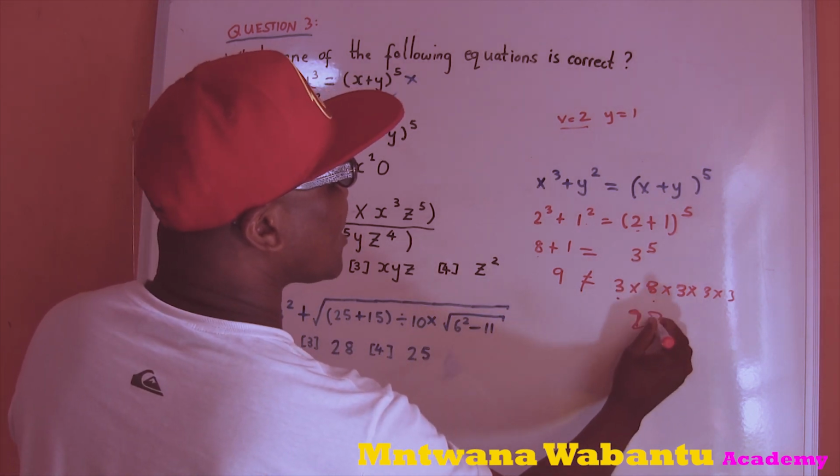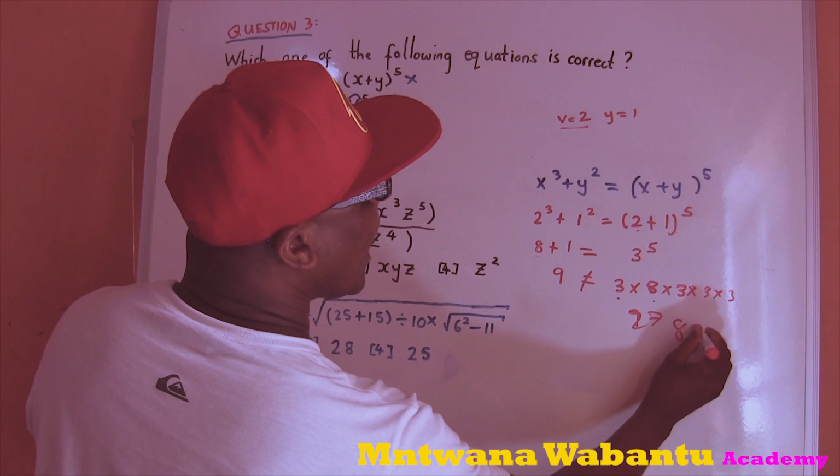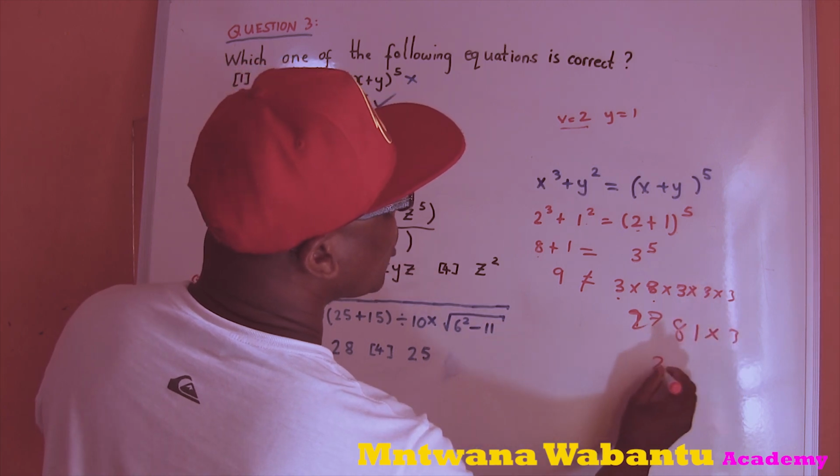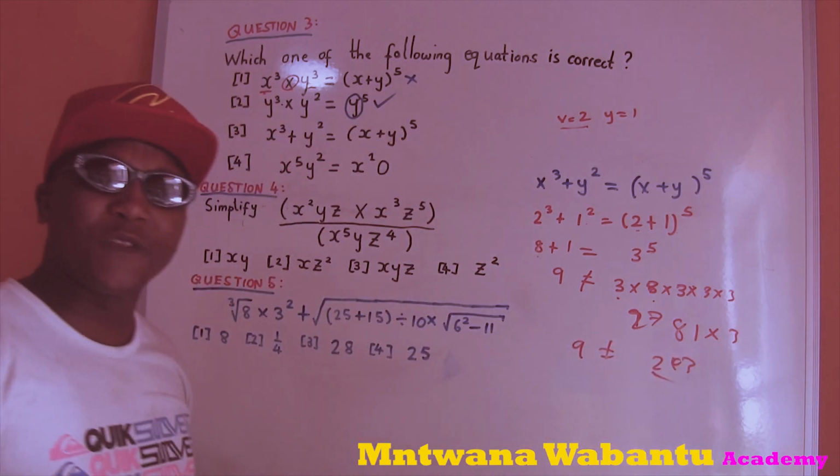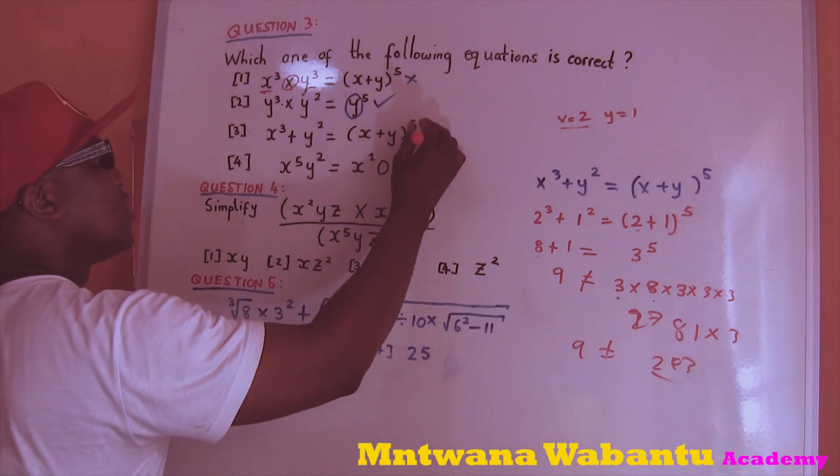9 times 3, 27. 27 times 3, 81. 81 times 3, 243. It's not true. So 9 is not equal to 243. So this is not true.